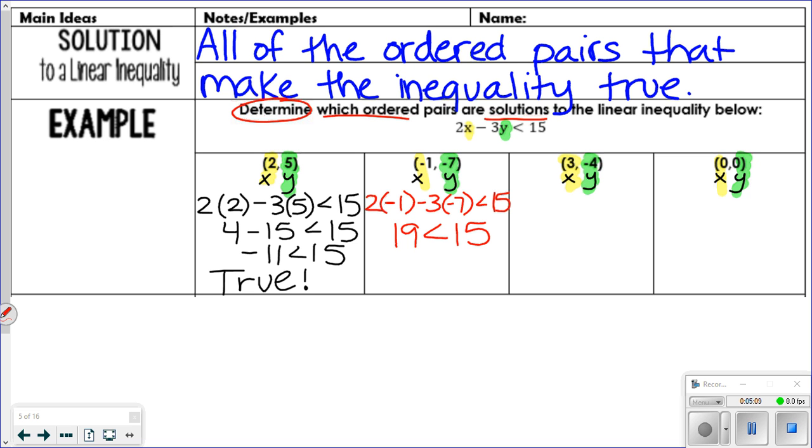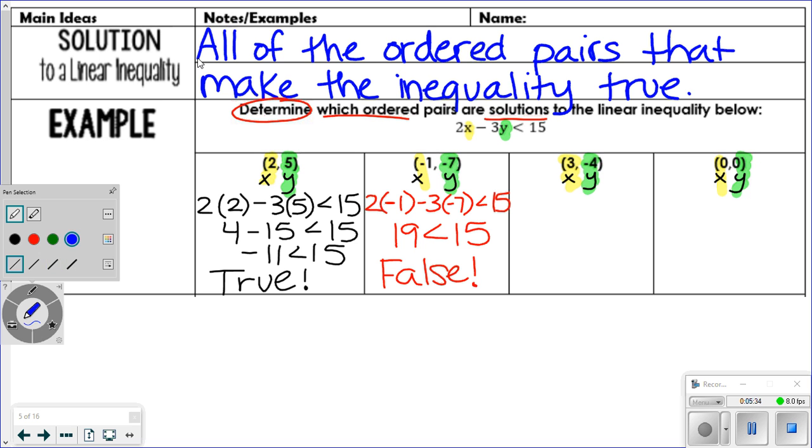Is the Pac-Man mouth eating the bigger number here? No, it's not. 19 is not less than 15 or smaller than 15. It's greater than. So this is a false statement. So negative 1, negative 7 is not a solution, or it's not an answer. It's not in our shaded area.